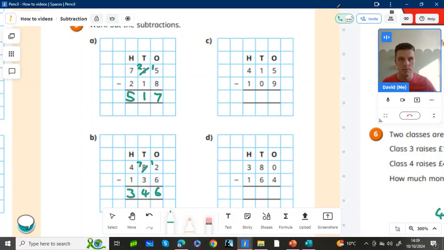So over here now, reduce the tens by 1, put the tens in the ones column. 15 take away 9 is 6. 0 take away 0 is 0. And 4 take away 1 is 3. For D, again, another exchange. Reduce the tens by 1. Put the tens in the ones column. So 10 take away 4 is 6. 7 take away 6 is 1. And 3 take away 1 is 2.